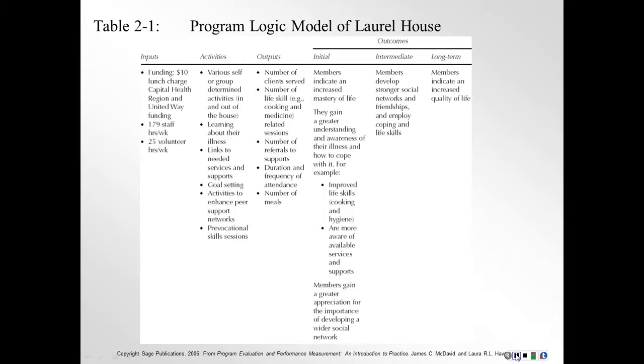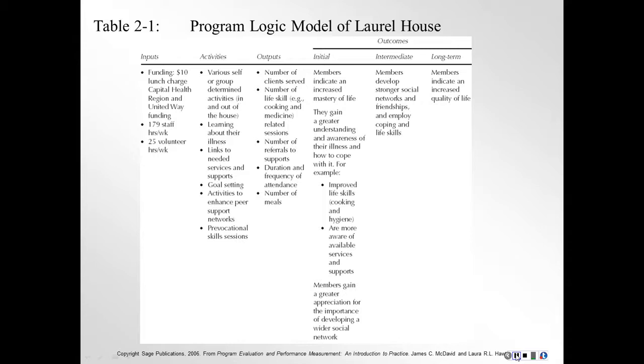Again, taking a look at Table 2-1, the program logic model of Laurel House, as discussed in the book. The idea behind this logic model is to specify the causal linkages in the program. What goes in? A $10 lunch charge, a certain number of staff hours per week, a certain number of volunteer hours per week. How are those inputs transformed? How are they consumed? Well, they're transformed by the activities of the program.